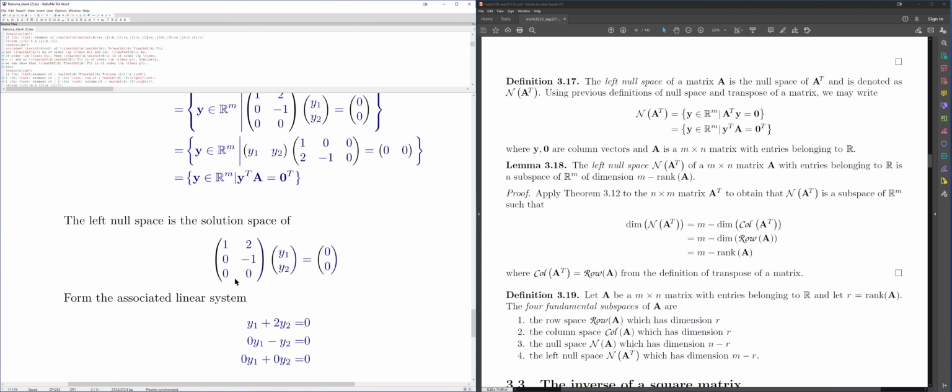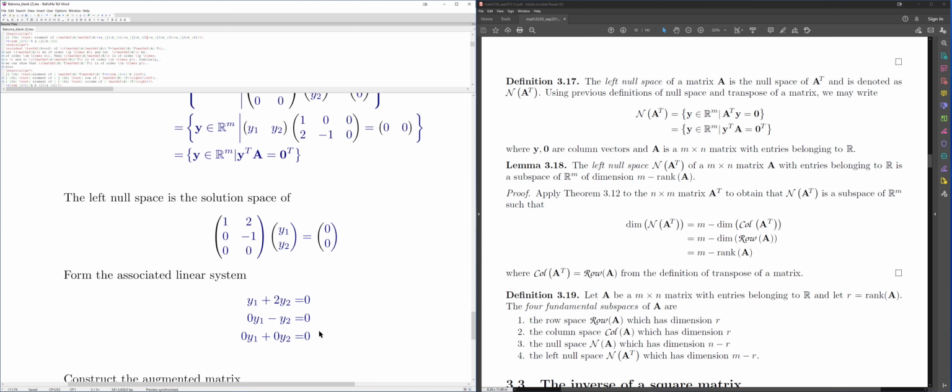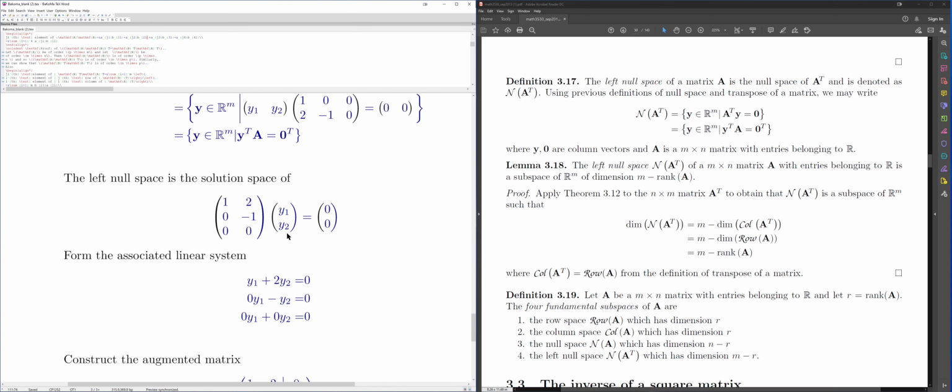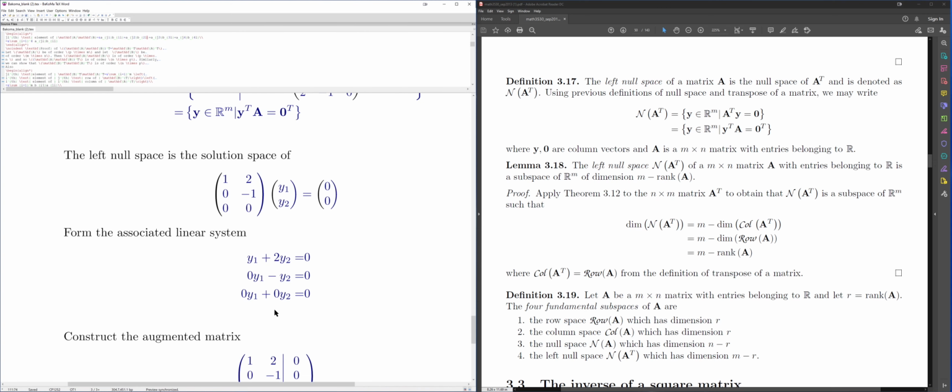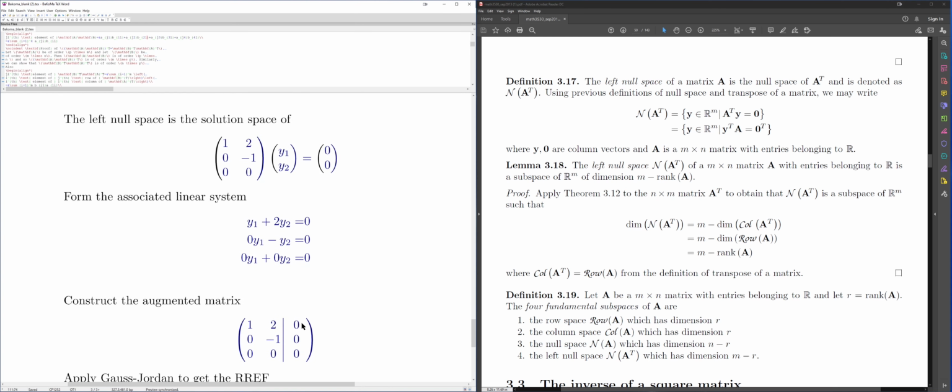Okay, so over here, the null space would be the solution set of this system, so you need to multiply it out. When you multiply this out, you'd have y1 plus 2y2 equal to 0, which is your first equation. Then you get your second equation and third equation. So you'd have a system over here, and in order to solve your system, you form an augmented matrix.